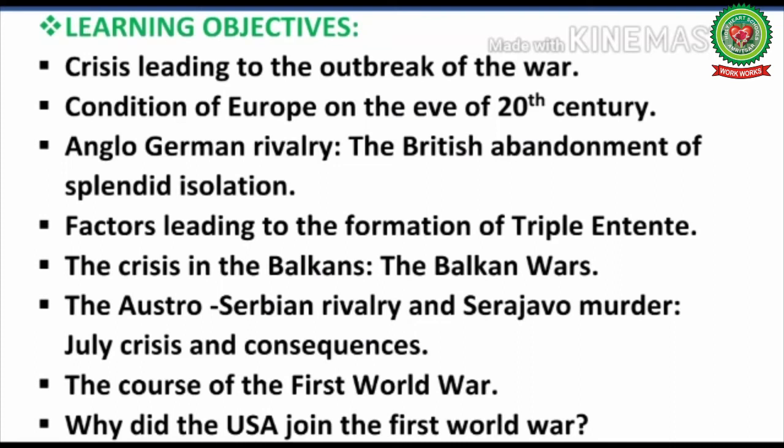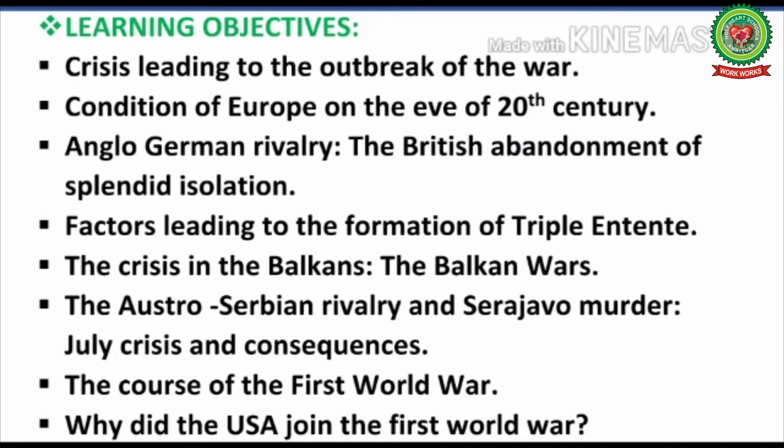The learning objectives of the topic are crisis leading to the outbreak of the war, condition of Europe on the eve of 20th century, Anglo-German rivalry, the British abandonment of splendid isolation, factors leading to the formation of Triple Entente, the crisis in the Balkans, the Balkan Wars, the Austro-Serbian rivalry and Sarajevo murder, July crisis and consequences, the course of the First World War, and why did the USA join the First World War.